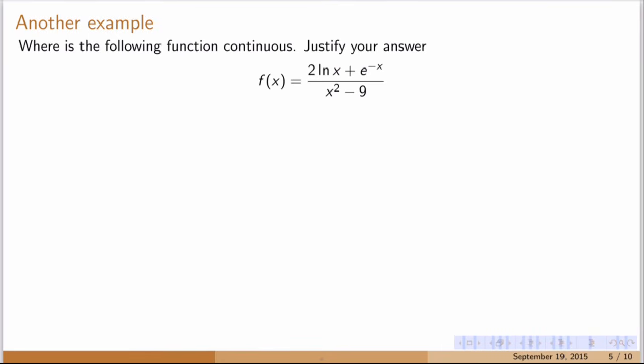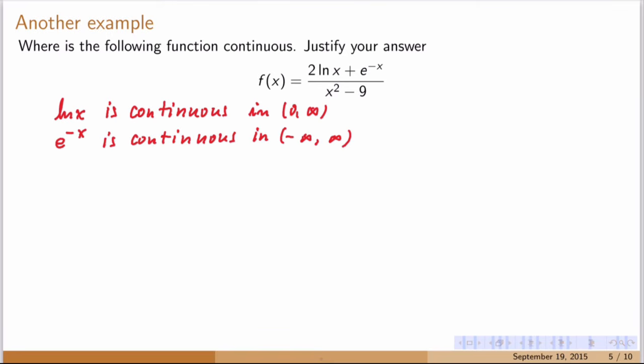So where is the following function continuous? Justify your answer. So if we have a ratio of functions which include logarithmic and exponential functions, we have to go stepwise. So let's look at the log first. The log of x is continuous in 0 to infinity, right? It is continuous in its domain, and the domain is 0 to infinity. Now the exponential function e to the minus x is continuous in minus to plus infinity. So together, this makes the numerator continuous in the smaller of the two domains, so in 0 to infinity. Let's look at the denominator.